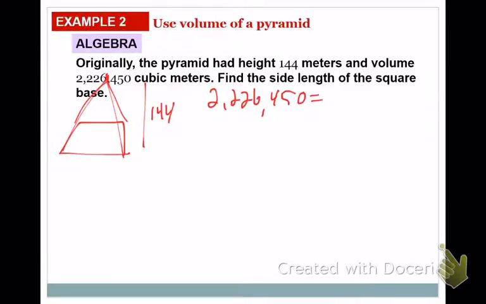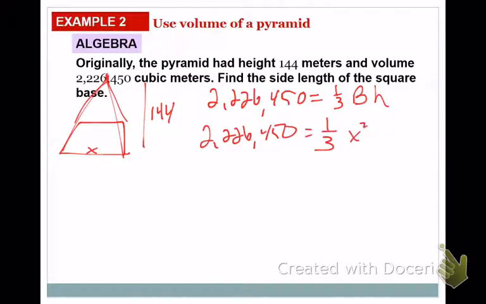And to find the volume of a pyramid, we got to take 1/3 times the area of the base times the height. So the area of the base is going to be that square, where we don't know the edge length. So the area of a square is just x squared, and the height is 144. So now we can take 1/3 of 144 and get 48x squared. And that's going to be equal to 2,226,450.